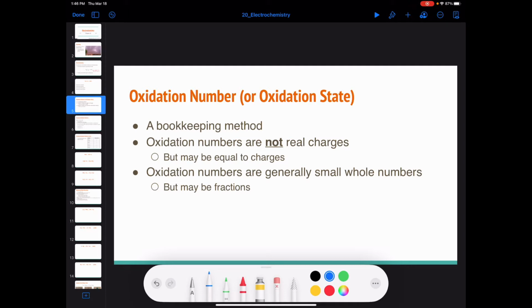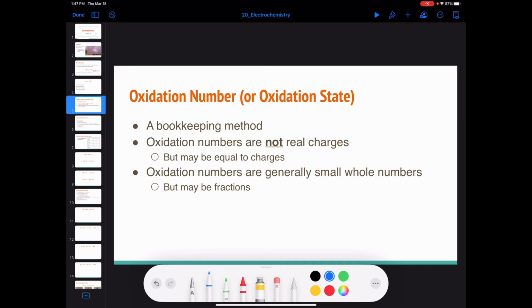You probably heard about this before. You might have remembered last semester we talked about this, but we're going to go through it again, though, just because we're going to need it now. All right, so oxidation numbers are just a bookkeeping method. It's a way of keeping tabs on where our electrons were and where they're going and so forth, so we can see what's being oxidized and reduced.